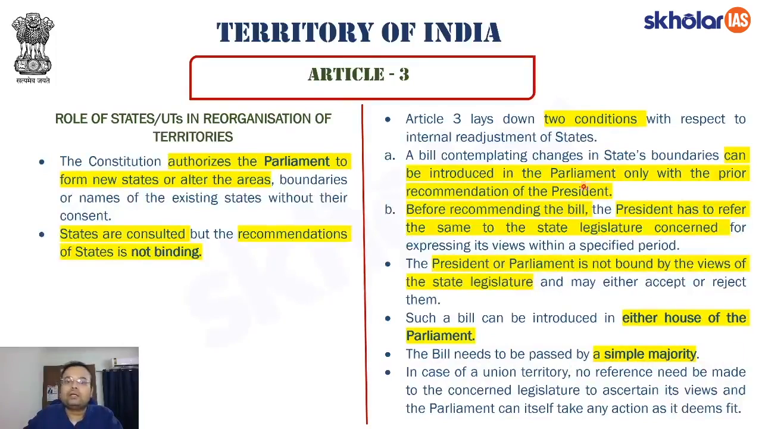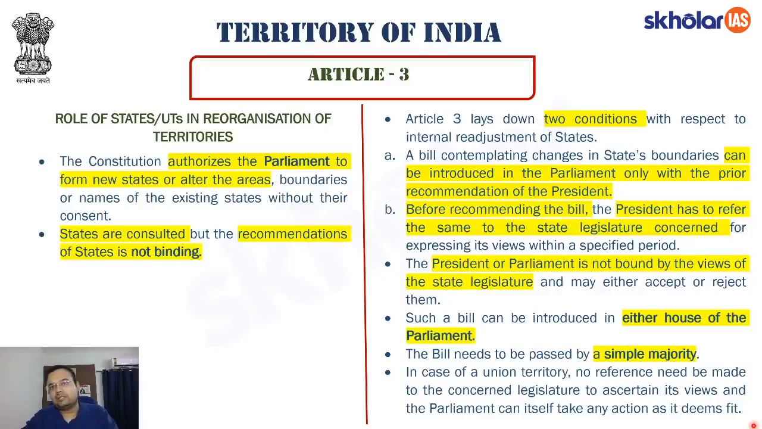So with respect to matters under Article 3, the type of majority required in order to pass a bill is a simple majority. Very, very important for you to know. In case of a union territory, no reference need be made to the concerned legislature to ascertain its views, and the Parliament can itself take any action as it deems fit. So whatever the recommendation sent by the state legislature, Parliament can consider it, but it is not bound by it. And whatever decision it takes afterwards, again, it need not consult the state legislature.